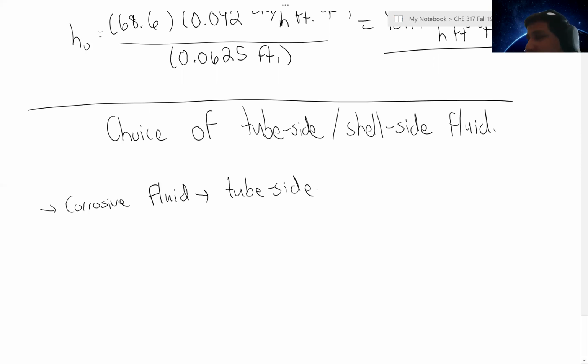Primarily, if it's a corrosive fluid, you would probably have to use a special material of construction, some sort of plating or lining in your system to avoid corrosion. And if you put it in the tube side, you only have to have that particular lining in your tubes as well as at the inlet. But if you put it in the shell side, you have to have that special coating or lining in both the shell as well as the outside of the tubes.